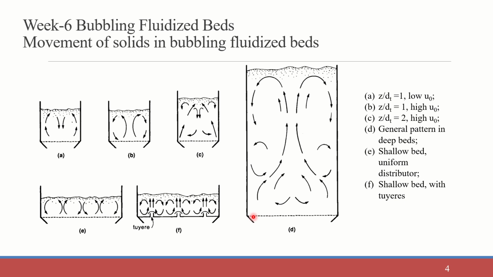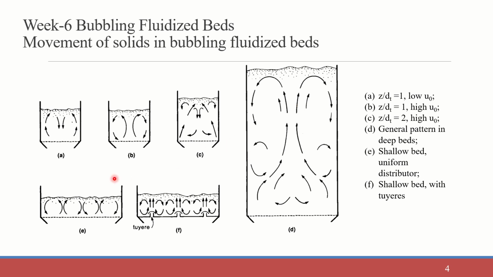Apart from that, the solids are also going to higher heights, and they are reaching the walls. That is, they are going from the center of the bed to the top, and they are getting thrown. So many circulation patterns we are able to see. This is in deep beds. This is the general pattern that occurs in most deep beds.